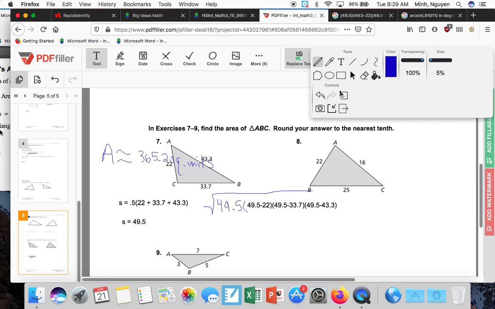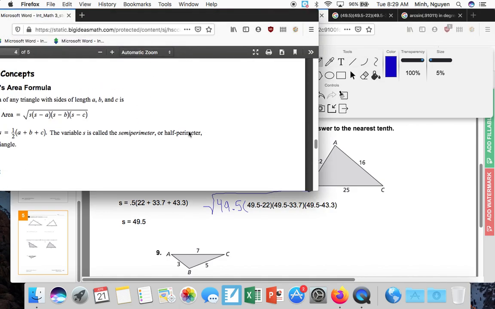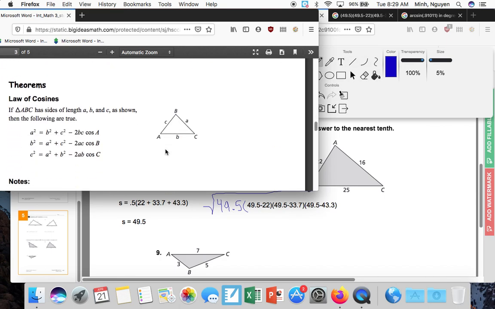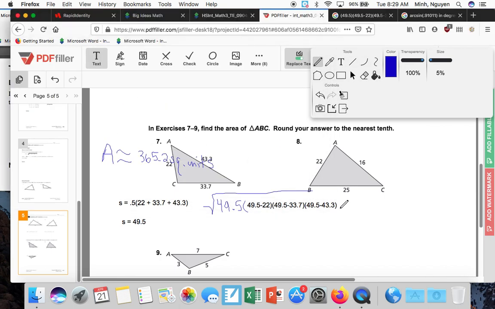Alrighty. So that's the area formula and the law of cosines. Let me know if you have any questions.